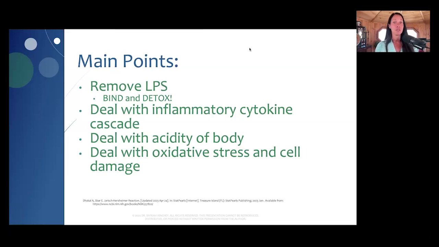We obviously have to deal with the inflammatory cytokine cascade that is kicked off by the presence of this LPS. We have to deal with the acidity of the body because oftentimes you will become more acidic when you have an overload of toxins in the body and or you're dealing with infections. And then we have to deal with the oxidative stress, cell damage, and mitochondrial damage that can result from this increase in inflammation and increase of toxins.